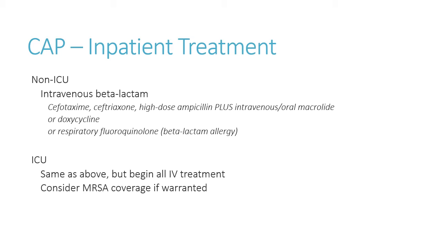Anywho, say they're non-ICU and going to the floor, we can use an intravenous beta-lactam, right? This is where we're going to use something like cefotaxime or ceftriaxone, a good third-gen cephalosporin. We could use high-dose ampicillin. Potentially you want to use ampicillin-sulbactam. That could be a potential option as well, but usually just high-dose ampicillin by itself is good. So you want to use one of those plus an oral macrolide or doxycycline. Either one of those two would be fine, because again, those are going to get your atypicals. The beta-lactam is going to be able to get your strep pneumo, anything else from that standpoint, right?